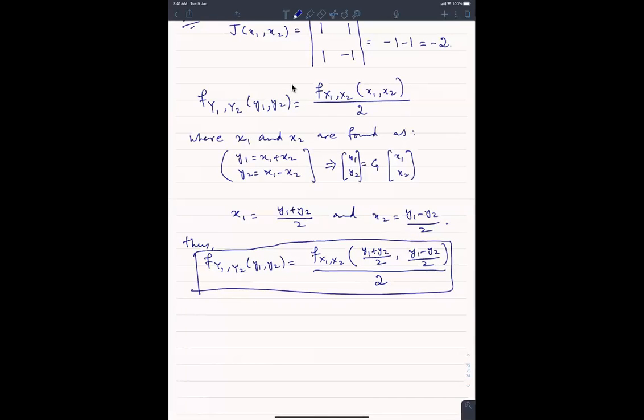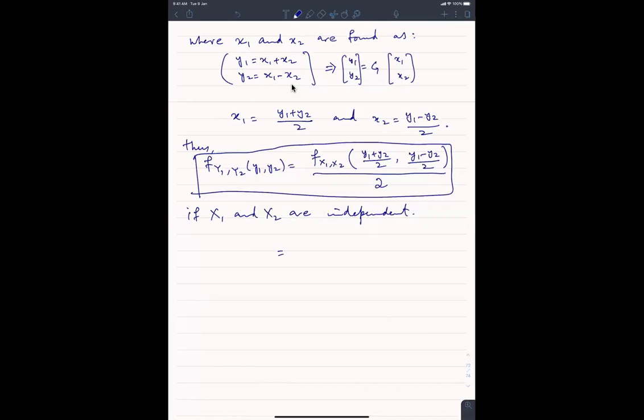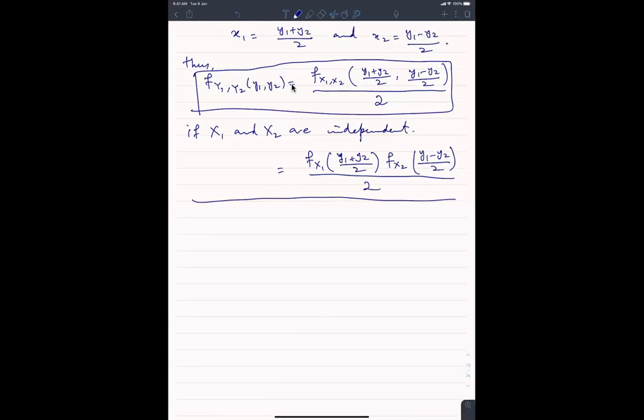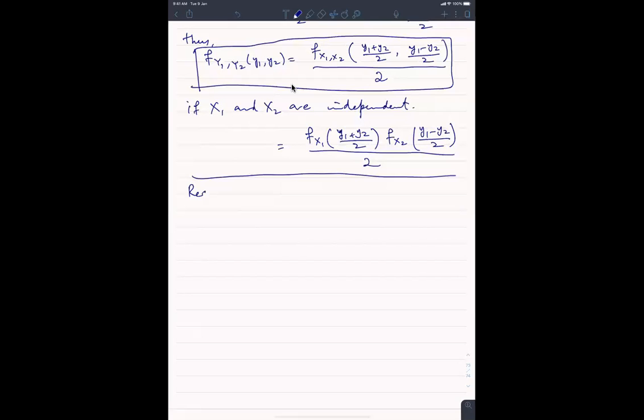Now if you are given the PDF of x1 and of x2, if x1 and x2 are independent, then obviously this can be written as f of x1 at (y1 plus y2) over 2 times f of x2. Why can we separate it like this? Because they are independent, we can separate their density functions, right? If they are independent. So let's recap independence.